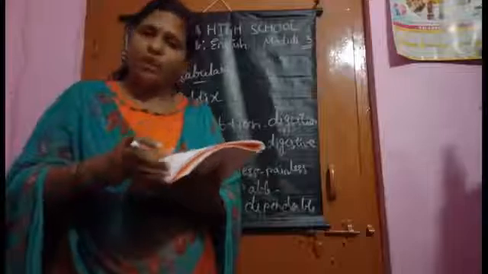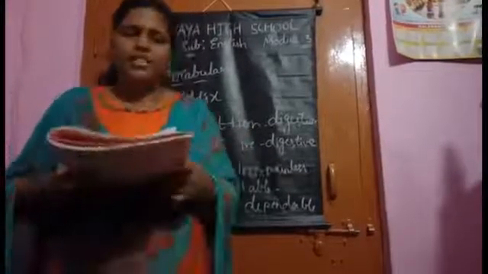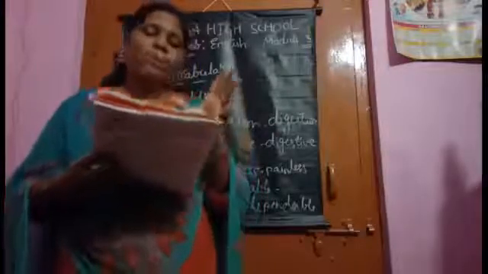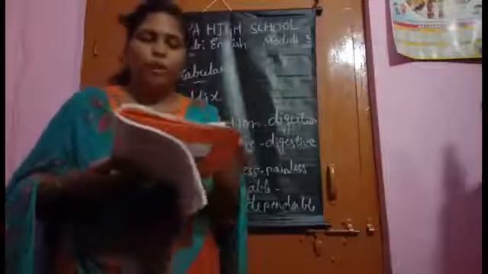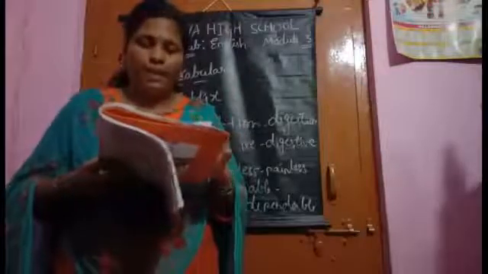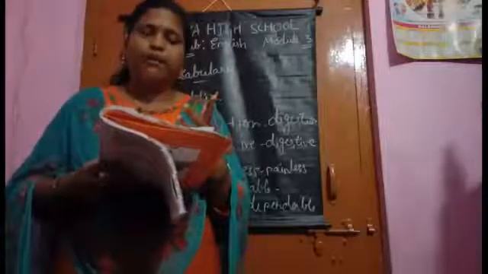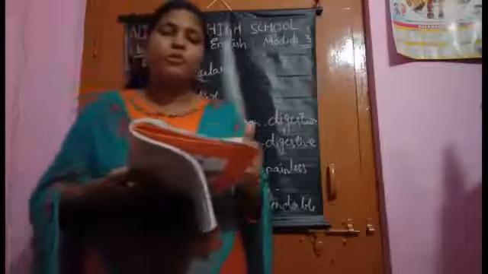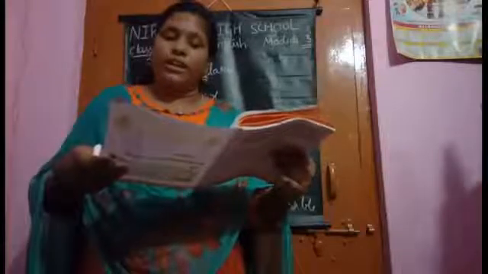2.1 is about I-V-E and I-O-N. See here children, 2.2. You should match the balloons. In the balloons they have given the words, and you should match the correct suffix to them. Portable, hopeless, likeable, reply. What will you tell? Reliable, harmless, helpless. Like this you should match the balloons to the given suffix. Understood children?